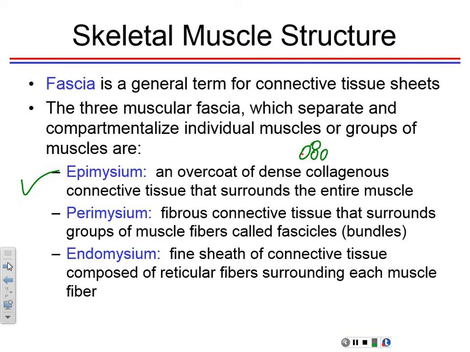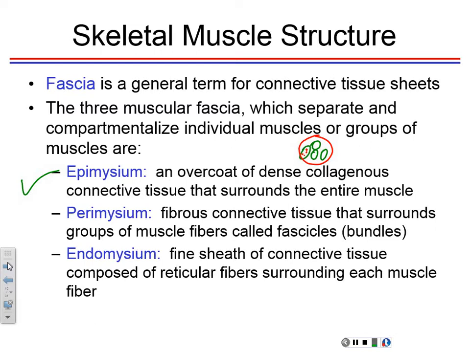Fascicles with cells inside, all covered by the epimysium on the outside. And then the green will be the perimysium covering the bundles of muscle fibers, and then the red will be the endomysium covering the actual muscle cell.